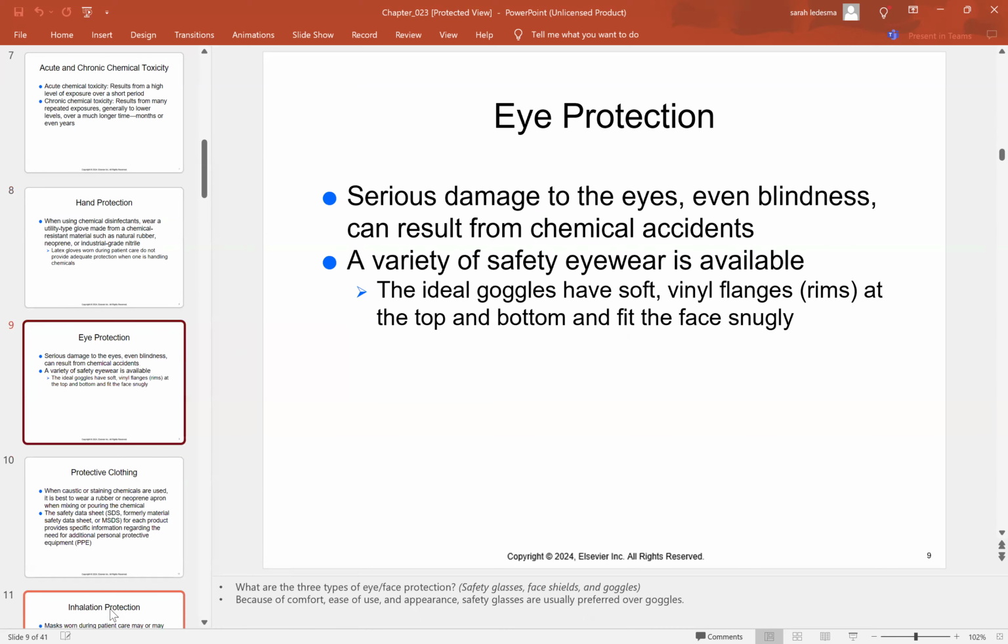Eye protection. Serious damage to the eyes, even blindness, can result from chemical accidents. A variety of safety eyewear is available. The ideal goggles have a soft vinyl flange or rim at the top and bottom to fit the face snugly.